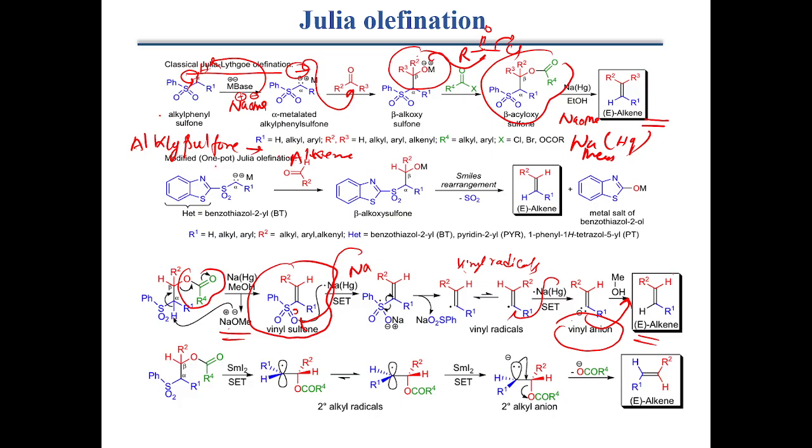Now there is a term, modified Julia olefination reaction. In these cases, we use this benzothiazole reagent, that is BT. Same as before, the proton is abstracted by base and attacks the aldehyde, giving this alkoxide, O minus Na plus, whatever base we are using, sodium methoxide or potassium methoxide. Now there is a possibility of Smiles rearrangement. So what happened there? This negative charge attacks here and this will give this compound.